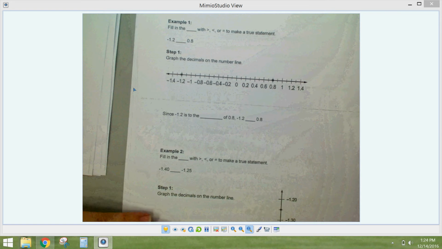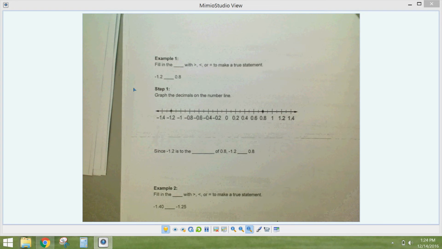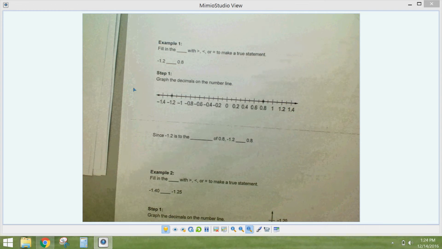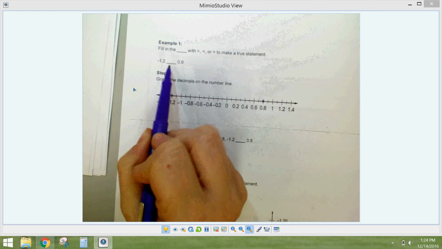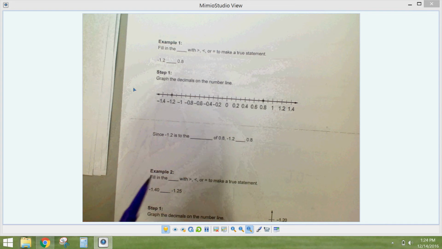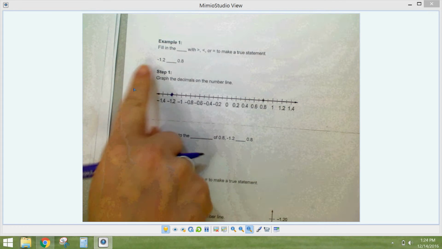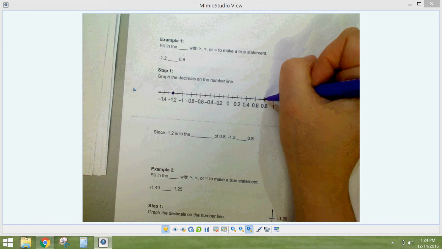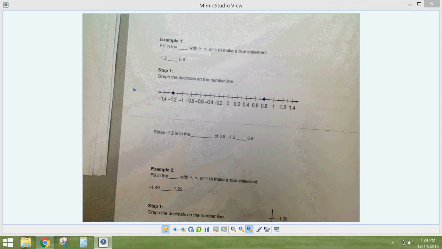Now for today's lesson, we're going to be ordering and comparing rational numbers, which is what we are starting on now. So example 1 says fill in the blank with greater than, less than, or equal to make a true statement. So we have -1 and 2/10, and we want to fill in the statement versus 8/10. So step 1 says graph the decimals on the number line. So it's already done for us, but we did have 1 and 2/10, and that's a negative, and then 8/10.